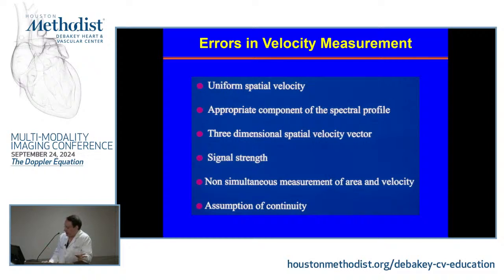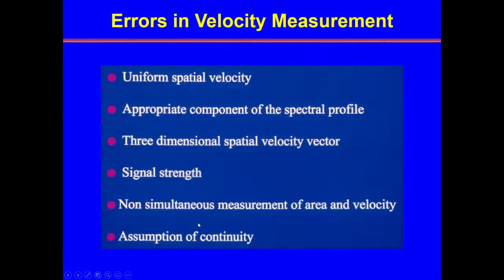We talked about 3D spatial velocity vectors, the signal strength. Sometimes when someone is on mechanical ventilation, the Doppler signal that you get is faint. And when the signal is faint, then I don't see where the peak value is exactly.